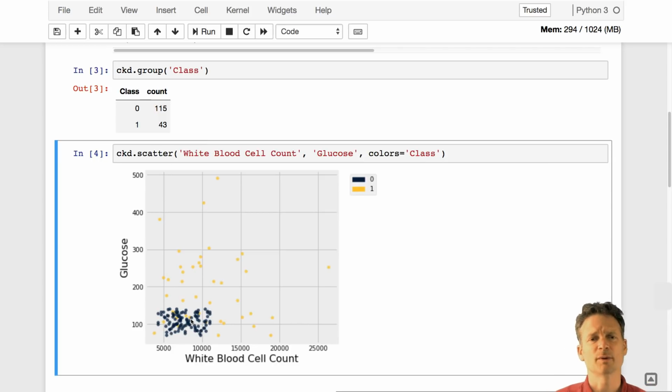The blue dots represent healthy patients. The yellow dots represent patients with chronic kidney disease. And the location of the dot on this plot indicates the results of their two blood tests, their glucose level and their white blood cell count.